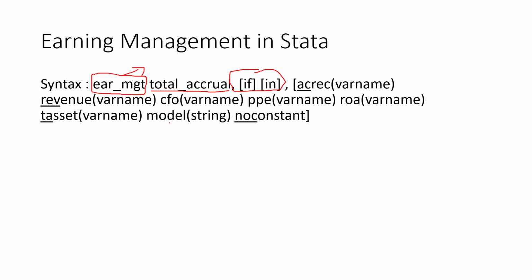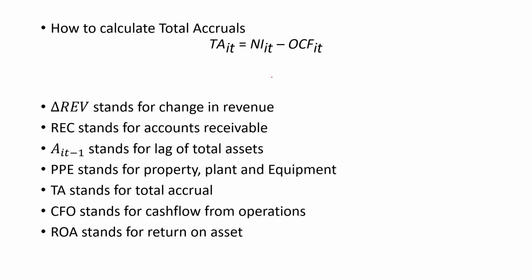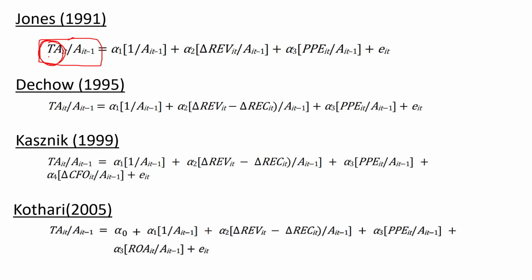Now we have these options. The first option is we need to specify a model. So within models, we either write Jones 1991, Dechow, etc. Whatever model we specify, we would have to specify the requirements for that model. For example, if we want to use Jones 1991, we specify Jones 1991 over here, and in Jones 1991 we have total accruals, which we have already specified in the command.